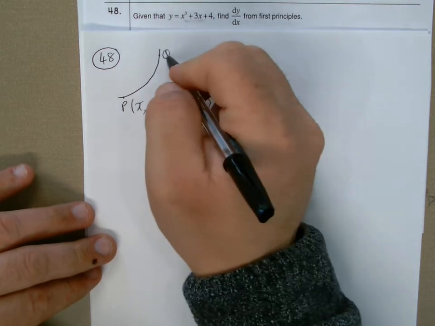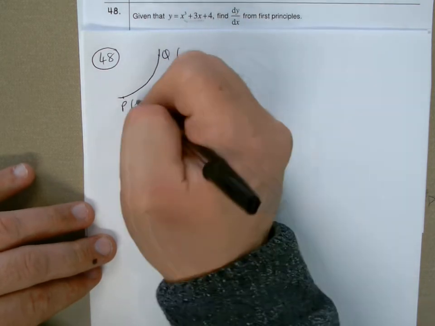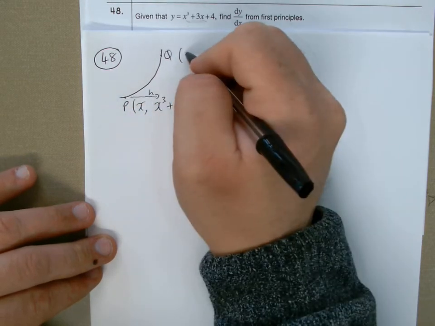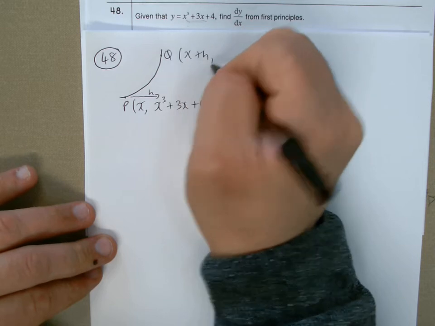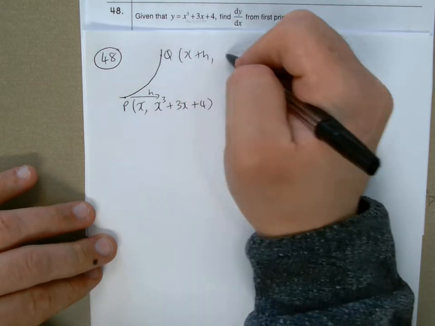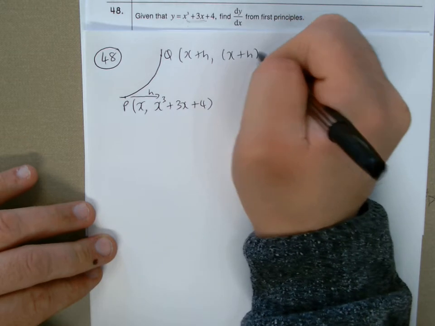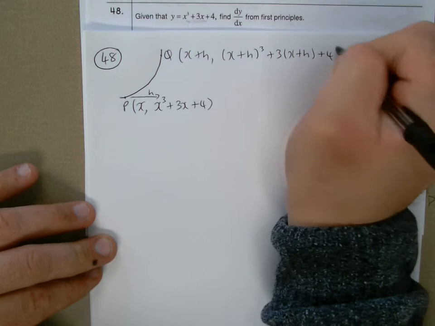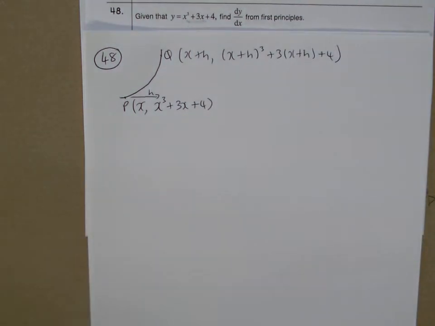Now what I'm going to do then, point Q, is the distance h across here, along the x-axis. So Q, the x value, will be x plus h. And then, if that's my x value, to work out what my y value is, just sub it in here. So it'll be (x plus h) cubed plus 3(x plus h) plus 4. That's what my y value will be for Q.